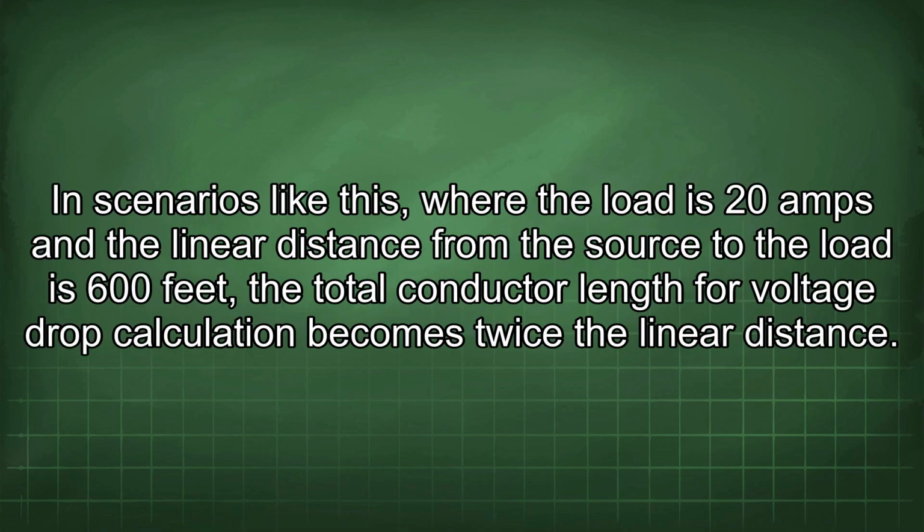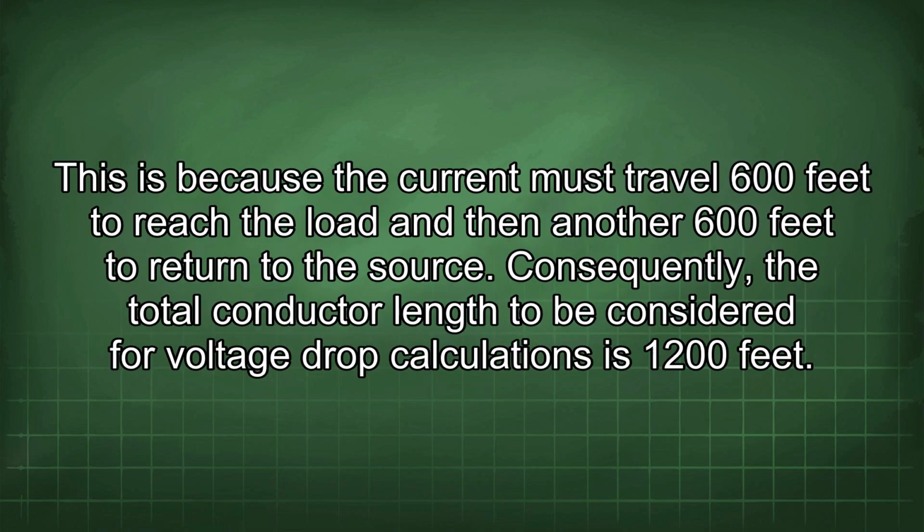paths. In scenarios like this, where the load is 20 amps and the linear distance from the source to the load is 600 feet, the total conductor length for voltage drop calculation becomes twice the linear distance. This is because the current must travel 600 feet to reach the load and then another 600 feet to return to the source. Consequently, the total conductor length to be considered for voltage drop calculations is 1200 feet.